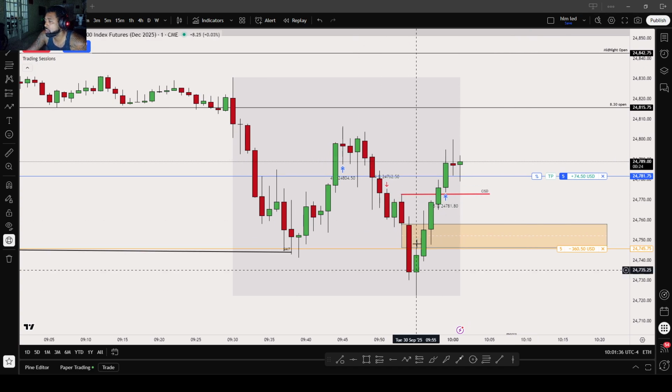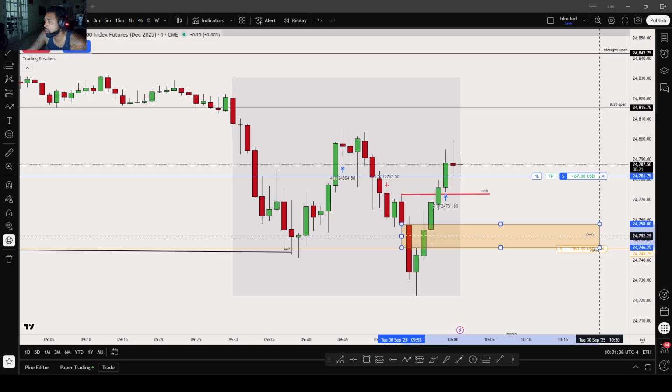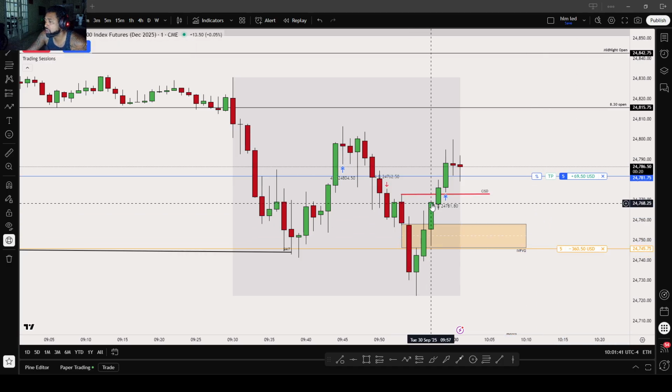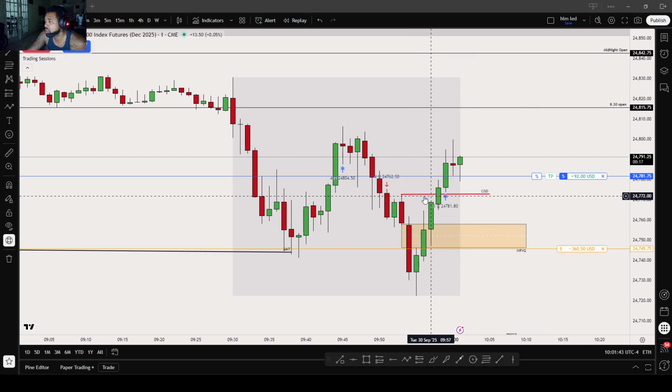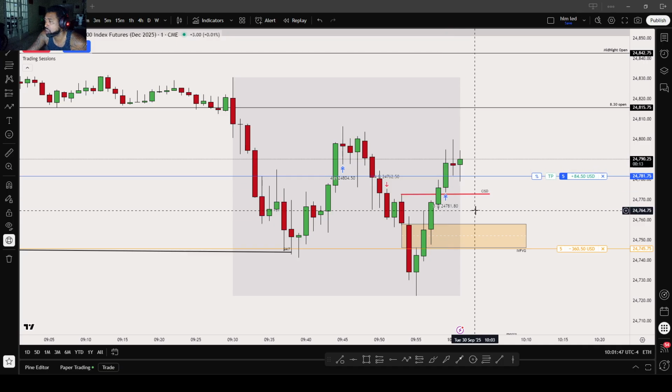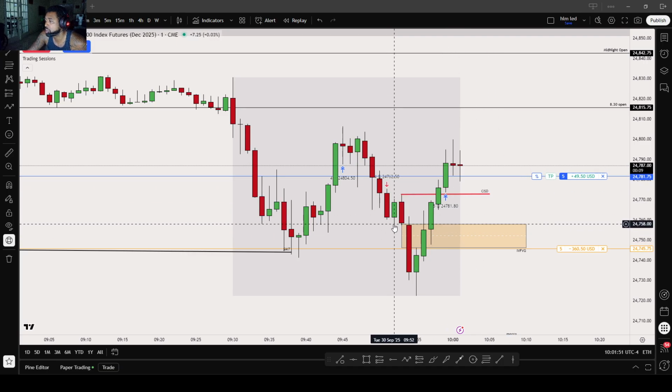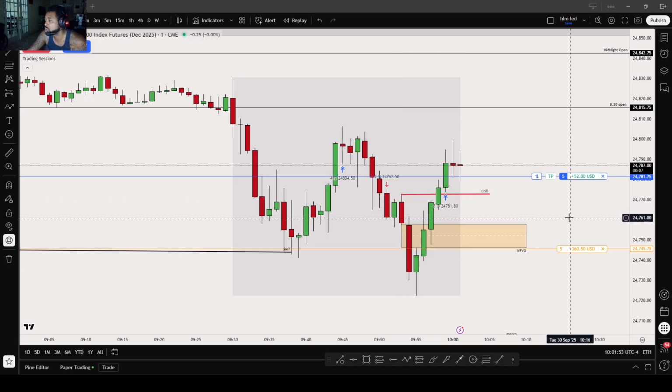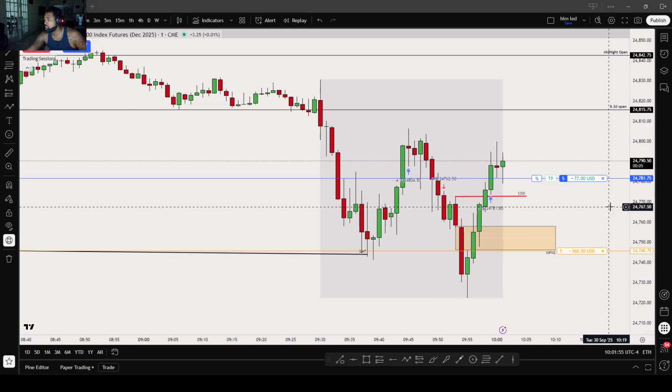So we got the sweep. We got the inverse fair value gap right here. Closing above, validating it. We got the change in the state right here. Once it closed above, you saw it came down. That's why I got my long, and it ran up, right? Leaving this small little inefficiency right here. This is a bullish breaker right here. So we have multiple support zones underneath us.